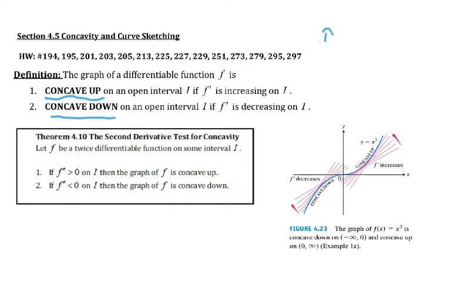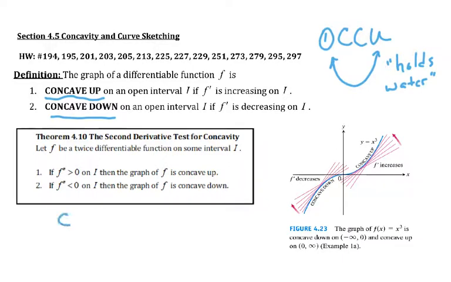Concave up, which sometimes I abbreviate CCU, is when a function's graph is shaped like this. You can think of this as it would hold water. Now concave down, on the other hand, which sometimes I abbreviate CCD, is when the graph has this orientation. This does not hold water.